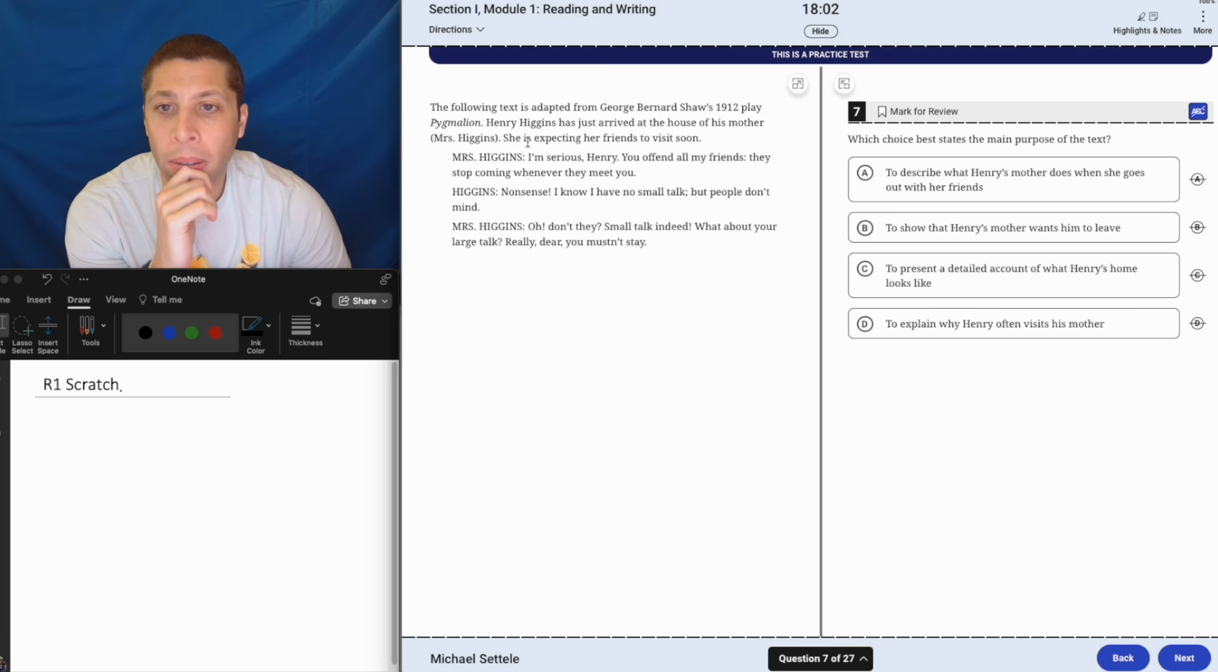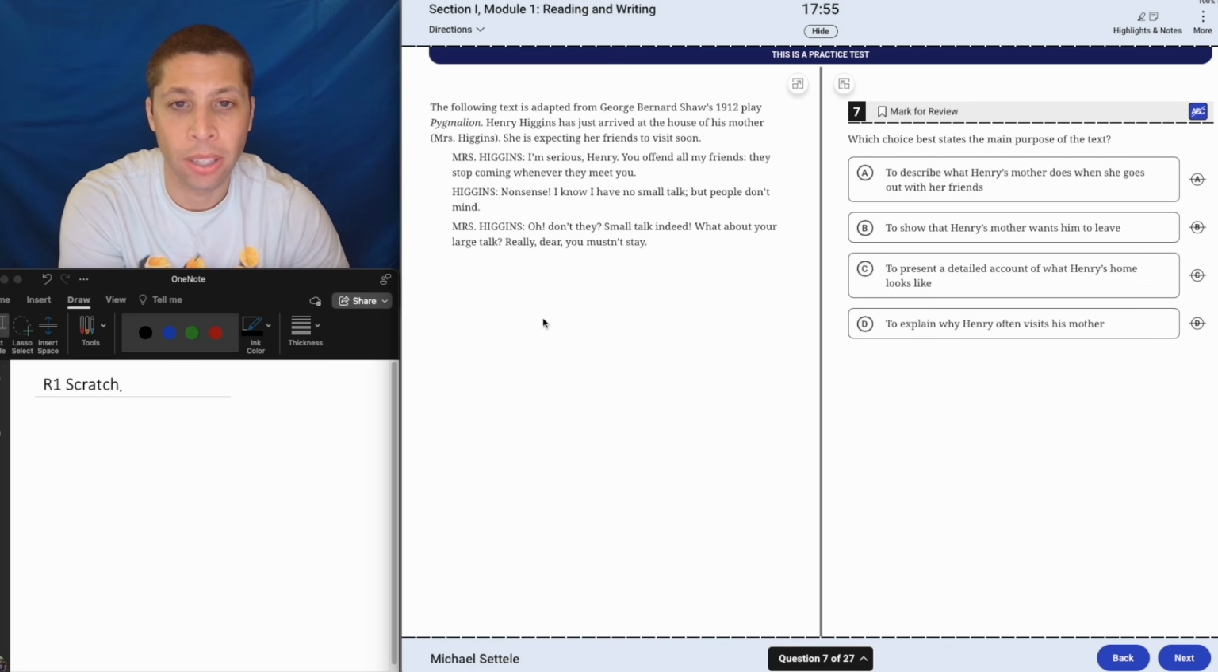Main purpose. Henry Higgins has just arrived at the house of his mother. She's expecting her friends to visit soon. Mrs. Higgins: I'm serious, Henry. You offend all my friends. They stop coming whenever they meet you. Henry: Nonsense. I know I have no small talk, but people don't mind. Mrs. Higgins: Oh, don't they? Small talk indeed. What about your large talk? Really, dear, you mustn't stay.